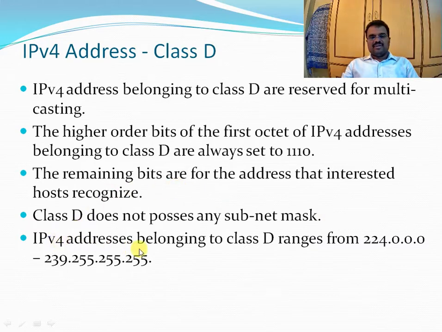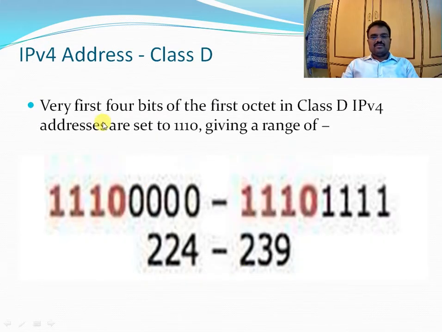IP version 4 addresses belonging to class D range from 224.0.0.0 to 239.255.255.255. So here the very first 4 bits of the first octet in class D IPv4 are set to 1110. This 1110 indicates that it is class D addressing.